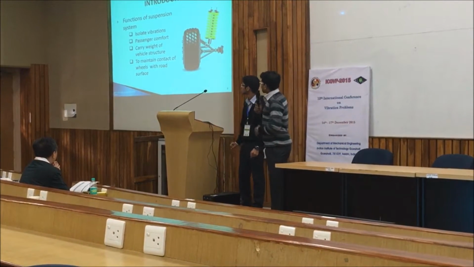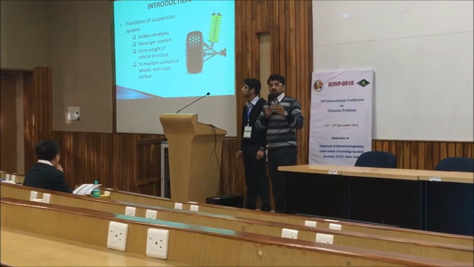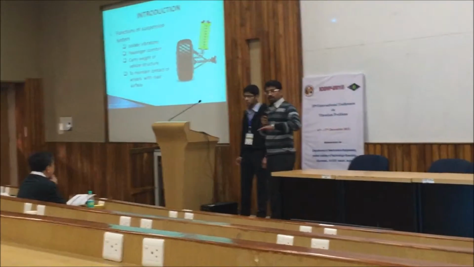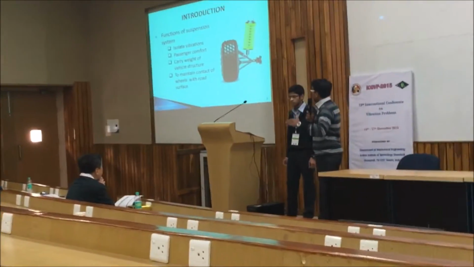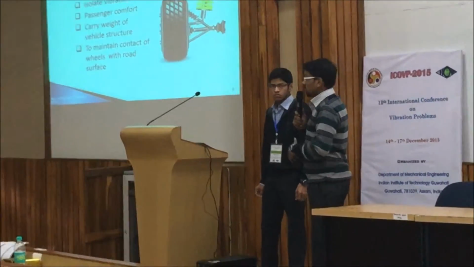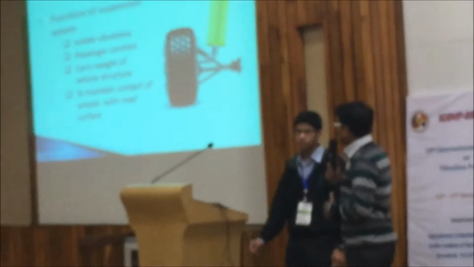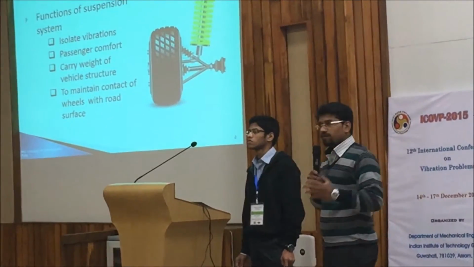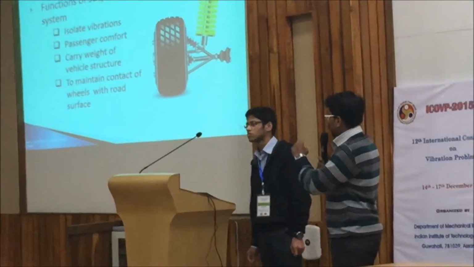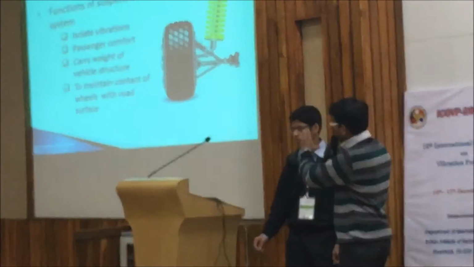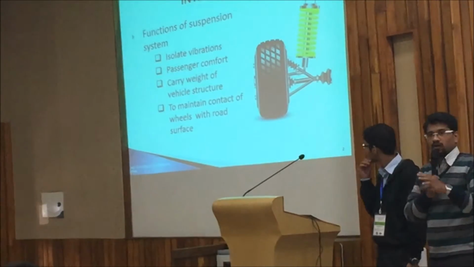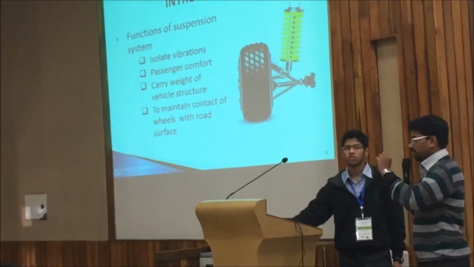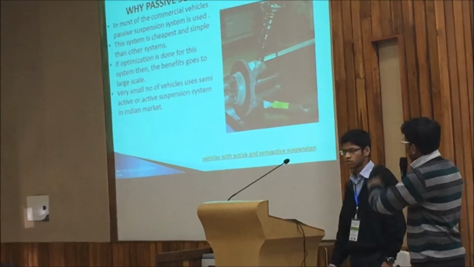So what are the basic functions of a suspension system? First is to isolate the vibrations that are transmitted from road irregularities to the human body and the vehicle. So that is the isolation of vibration. Then the next function is passenger comfort, and also to carry the weight of the vehicle structure and the human body mass. Then the next function is to maintain the contact of the wheels with the road surface. We call it road holding.